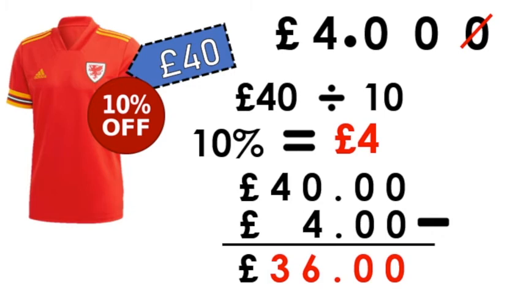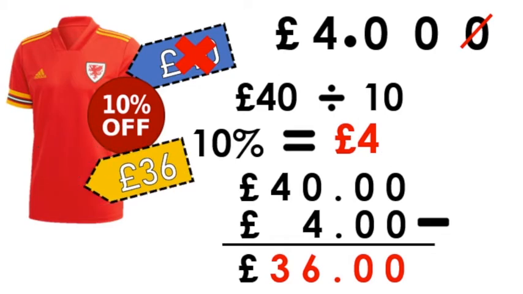So this is the new price of the Wales football shirt with the 10% discount. So I won't be paying £40, I'll be paying £36. So I can cross out that £40. I'll no longer be paying that. I'll be paying this lovely new reduced price of £36.